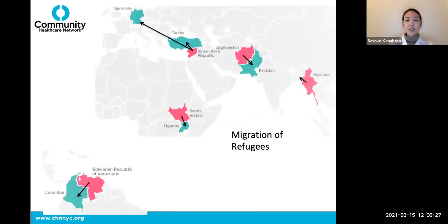So where do the refugees go to? The majority of the refugees actually migrate to neighboring countries. As you can see, a lot of people from Syria go to Turkey. Germany was a bit of an exception. They really opened their gates to helping out the Syrian refugees. A lot of them did resettle in Germany, but for the most part, people from Afghanistan went to Pakistan, South Sudan to Uganda. A lot of Venezuelans went to Colombia. So they tend to migrate to places that are close to their country of origin.